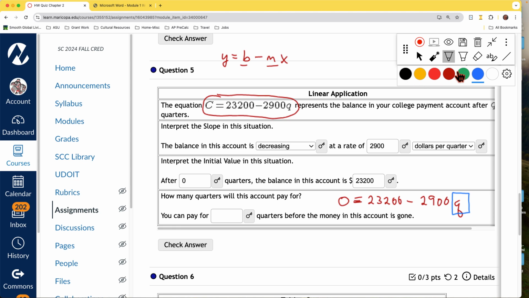Two-step equation. Take a guess. Can't be too far. Do we deal with the 2,900 or the 23,200? 2,900 we would divide, right? Then we got to divide this and that. So order of operations, do we do addition, subtraction first or multiplication, division?